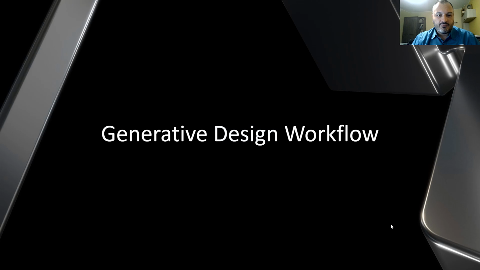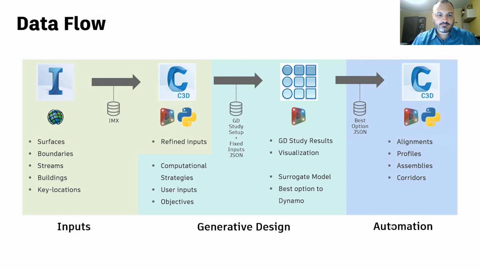So here's an overview of the generative design workflow. Let's look at the data flow. We can use InfraWorks and the ArcGIS connection to download surfaces, boundaries, streams, buildings, and also the key locations, for example, using a shapefile to define the initial inputs for our generative design study. We can transfer this data through the IMX format to Civil 3D, and we can refine the inputs as we see fit. For example, we can modify the extension of the boundaries and reduce the area of the study.